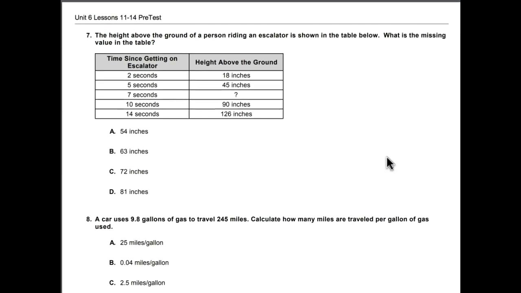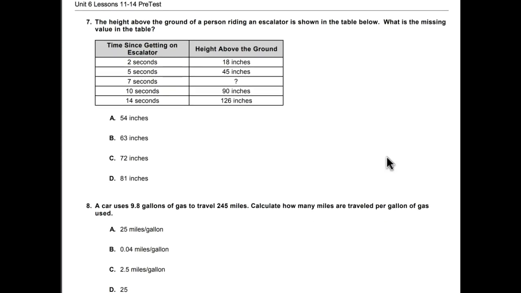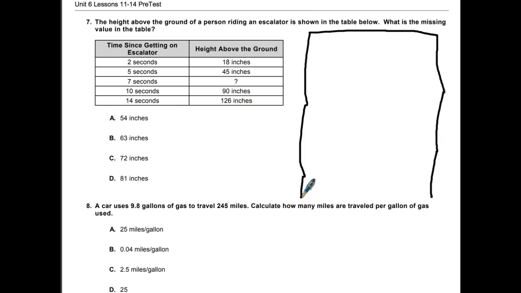So now we're going to take a look at this chart. And the height above the ground of a person riding an escalator is shown in the table below. What is the missing value in the table? Okay. And in 2 seconds, he's 18 inches above the ground. In 5 seconds, he's 45 inches above the ground. Well, we're going to go back and we're going to create our own table with the information that they're giving us here.